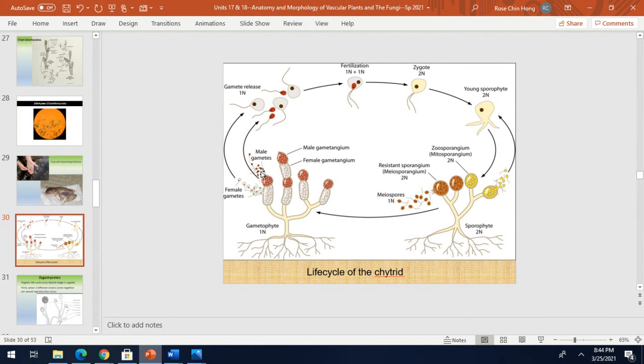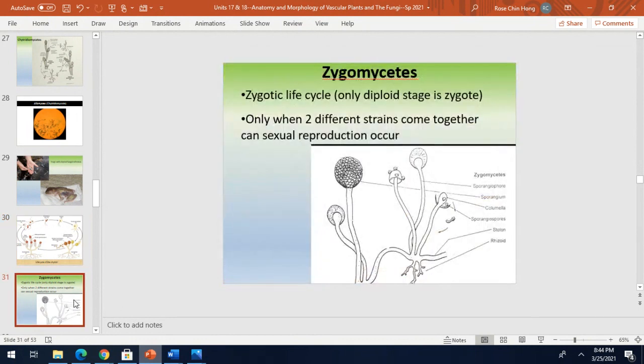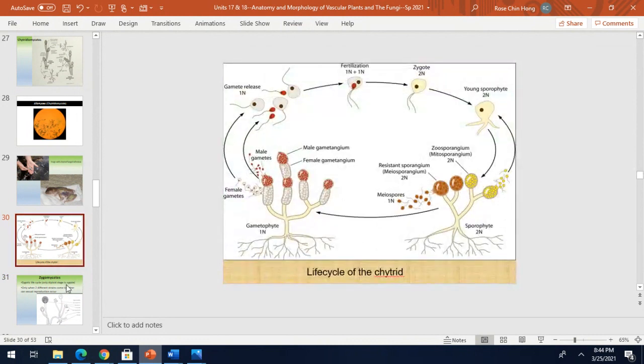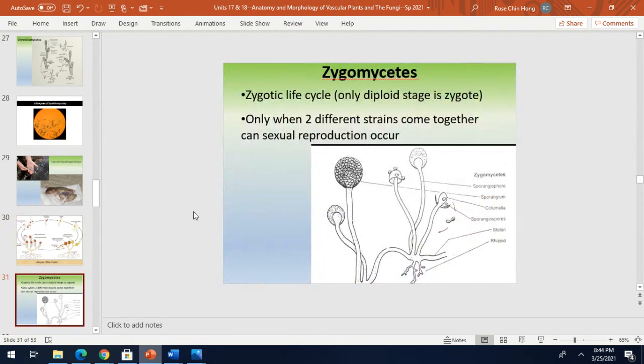And then once these gametes are released and they fertilize, they go through the plasmogamic procedure and syngamic procedure, where you will have a zygote, and then the zygote, once it's germinated, will develop into a young sporophyte. So the whole cycle goes over again. So this is simplified also. So that was the chytrid. So let's go to the zygomycetes.